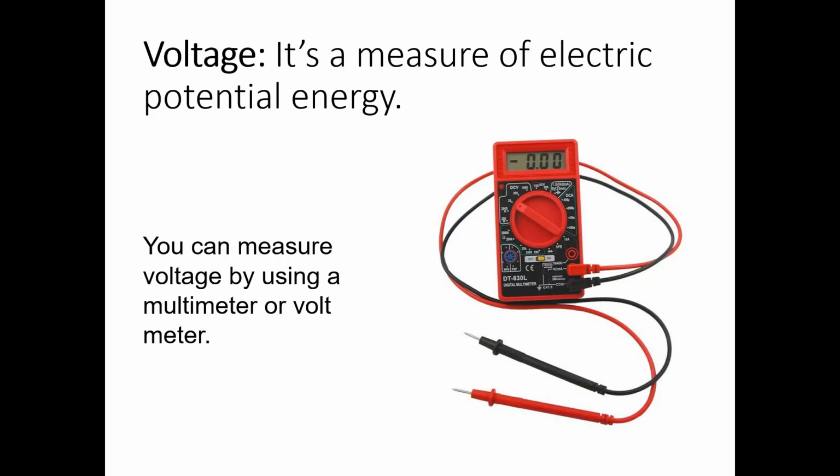Voltage is a measurement of the electrical potential energy. So you can measure the potential energy of a battery or the electricity going through your house. You can measure voltage by using this multimeter. I always call it a multimeter or a voltmeter.